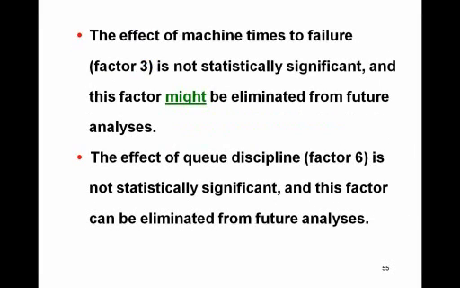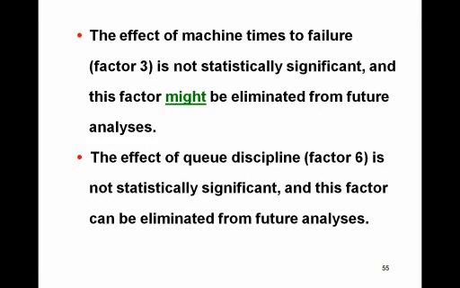The effect of machine times to failure, factor 3, is not statistically significant, and this factor possibly could be eliminated from future analysis. In other words, if you're going to do more experiments, you might just set factor 3 at its nominal level, which was the mean of 360.